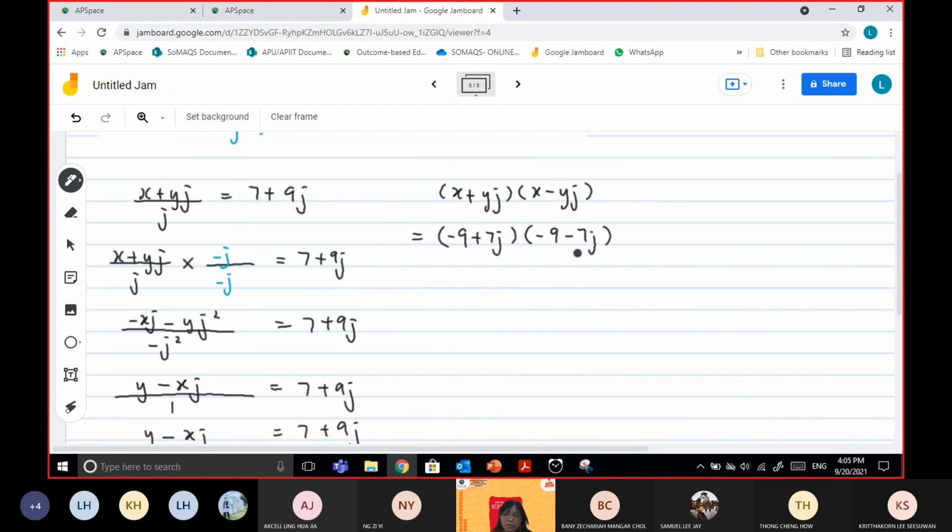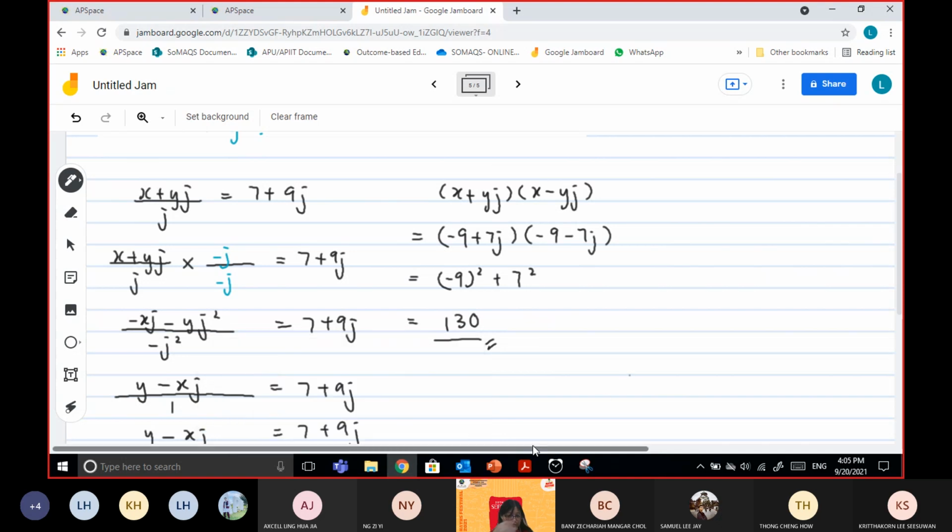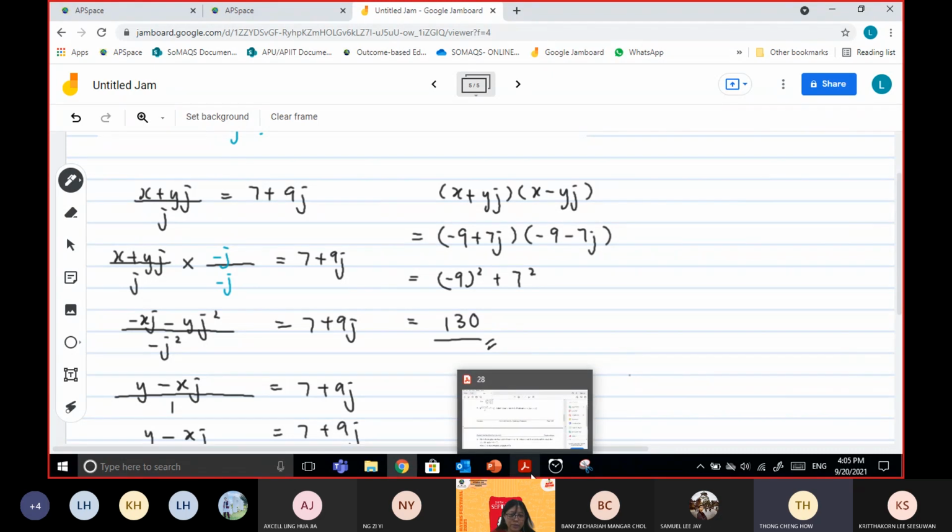When you look at this, it's a multiplication of a complex number and its conjugate. So you can take it as (−9) squared plus 7 squared. So the answer is 130. Okay, done. Is that clear? Yes, miss, it's clear. Okay, thank you.